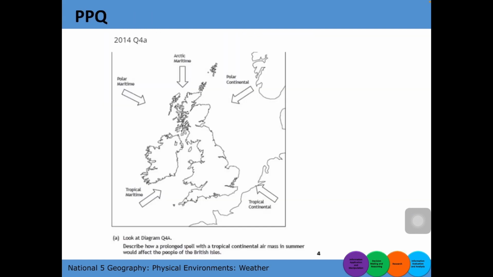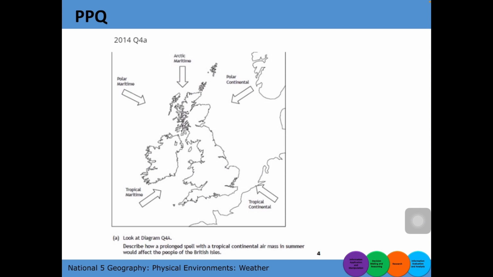Here is a typical past paper question that is related to air masses. In this particular question, it's asking, describe how a prolonged spell with a tropical continental air mass in summer would affect the people of the British Isles. And it's 4 marks. Now for this question, you should be thinking, okay, tropical continental air mass. When a tropical continental air mass is moving towards or over the UK, it's tropical, so it should be warm, and it's continental, so it should be dry.